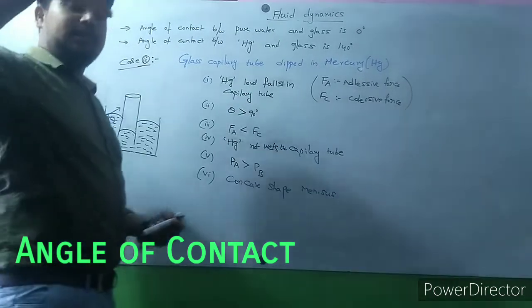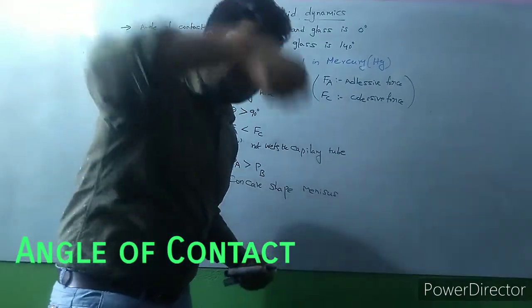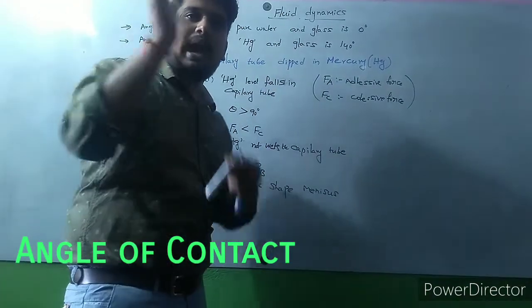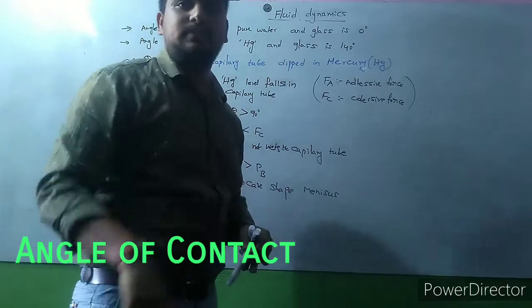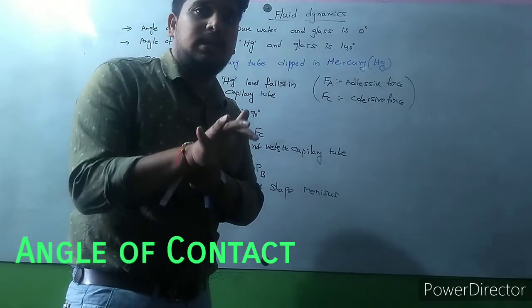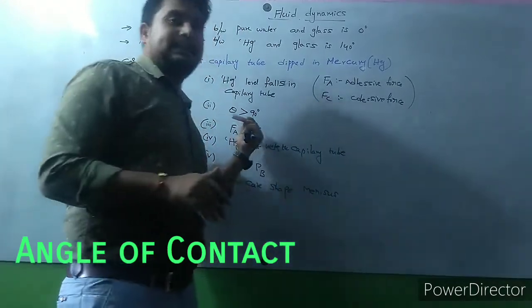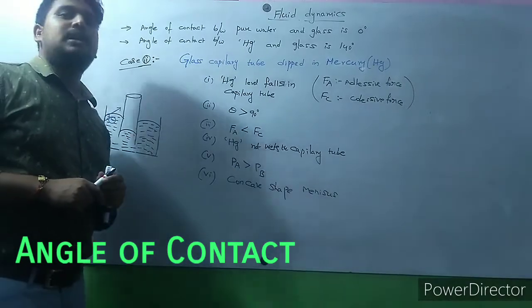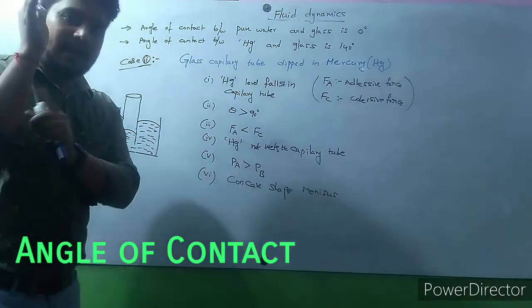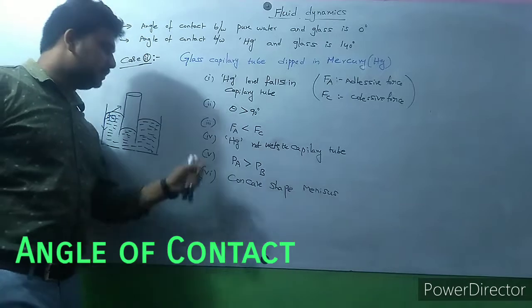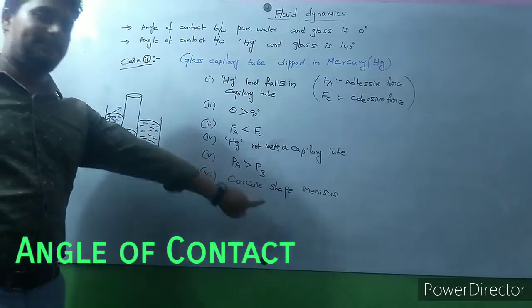Whether we dip our hand into the mercury, our hand also does not get wet, because the angle of contact is greater than 90 degrees. That's why mercury does not wet our hand. Okay, so this is very important. Pa is greater than Pb.